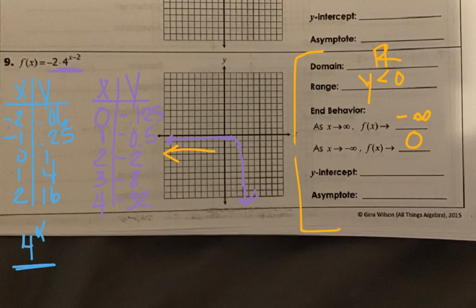Now, your y-intercept, remember your x value is always 0 at your y-intercept. So your y-intercept is going to be (0, -0.125). That was already done for you since 0 was in our XY chart. And our asymptote is again where? Right here on the x-axis. So that's y equals 0.